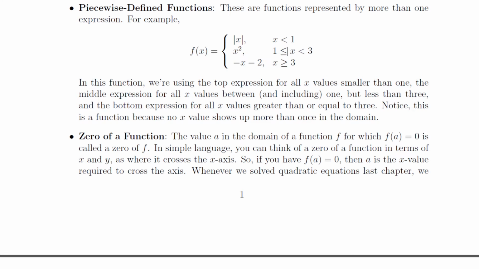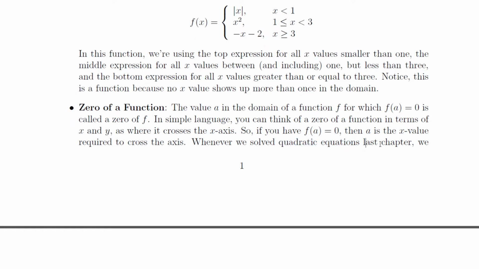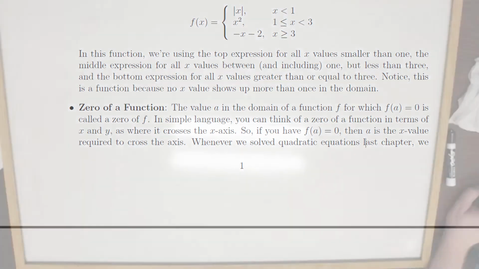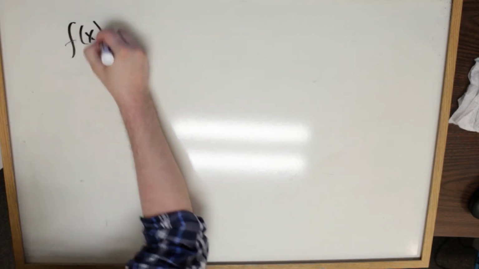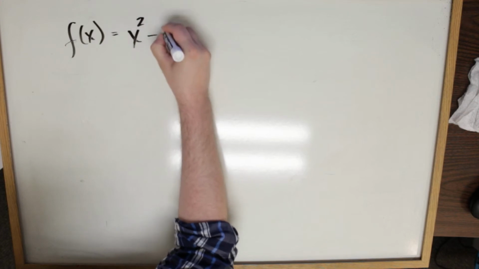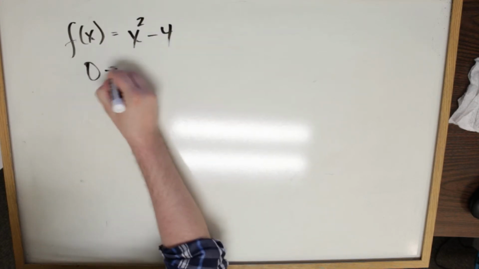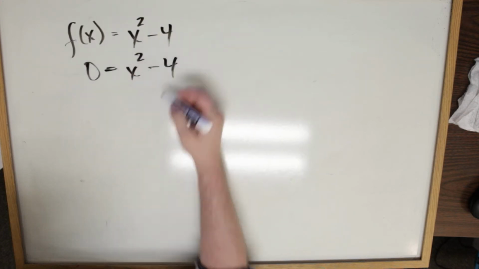Whenever we solved quadratic equations in the last chapter, so if we had, for example, f of x is equal to x squared minus 4. If I needed to find the zeros, what I would do is set that equal to 0. So if I wanted to find the zeros, I've got f of x is equal to x squared minus 4. I'd set the whole thing equal to 0. And then I would solve.